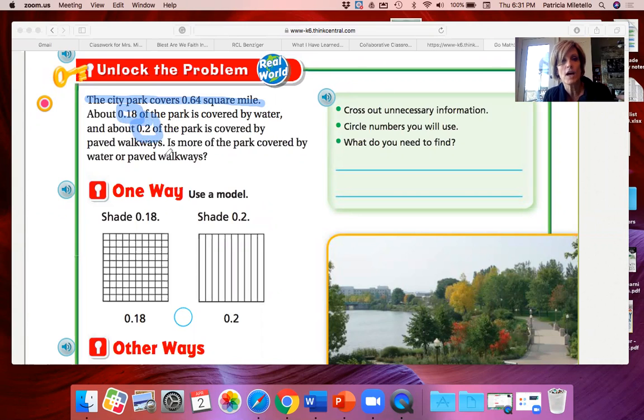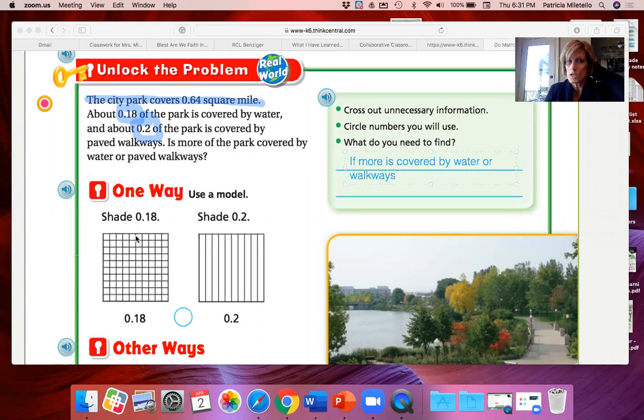Okay, what do we need to find? We need to find how much more of the park is covered by water. So how much more, or nope, not how much more, if more is covered by water or walkways.